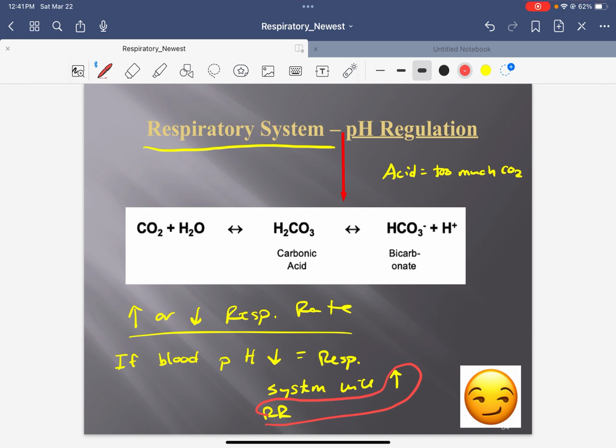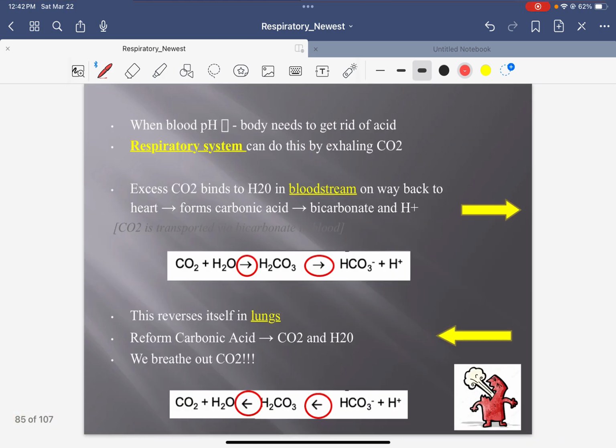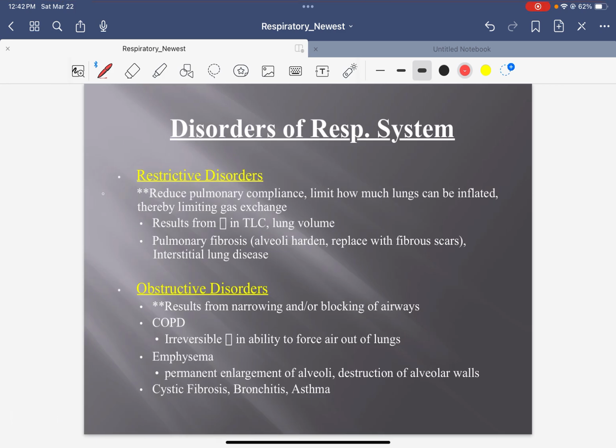How can the respiratory system regulate pH? By increasing or decreasing respiratory rate. All right. Home stretch here. Now, I know we don't talk about pathologies too often, but here it's worthwhile to talk about. Almost all of our respiratory disorders are a result of two types of disorders. Most often, a respiratory problem is either restrictive or obstructive.